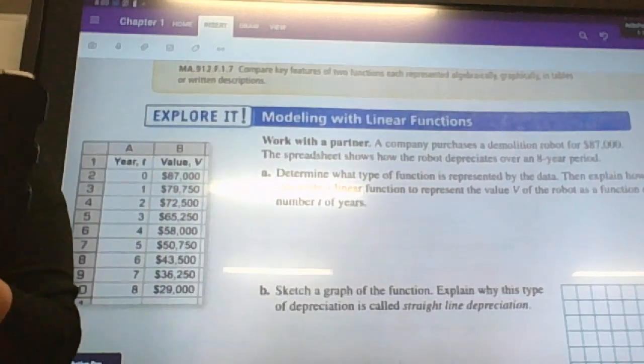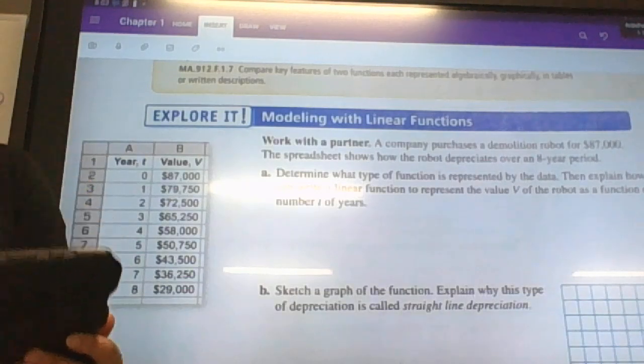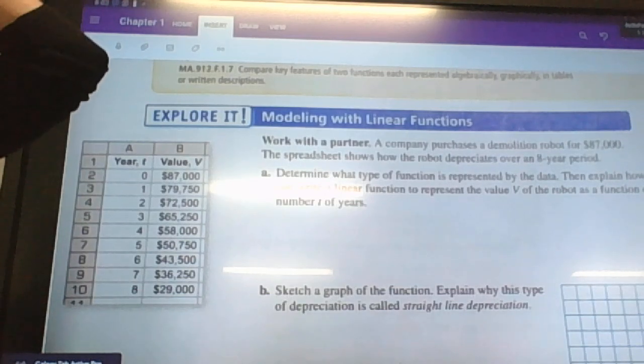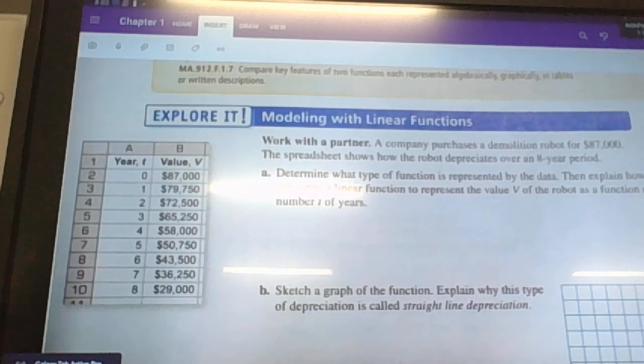Work with a partner. A company purchased a demolition robot for $87,000. Any idea what a demolition robot is? Destroy things. It's $87,000. How much does a brand new truck cost? Does a brand new truck cost $100? Like a Ford? Yeah, pickup truck. $60,000, maybe $65,000 now for a really nice new truck. And so this demolition robot costs more than a brand new truck. I mean, we're talking a really, really serious robot here.